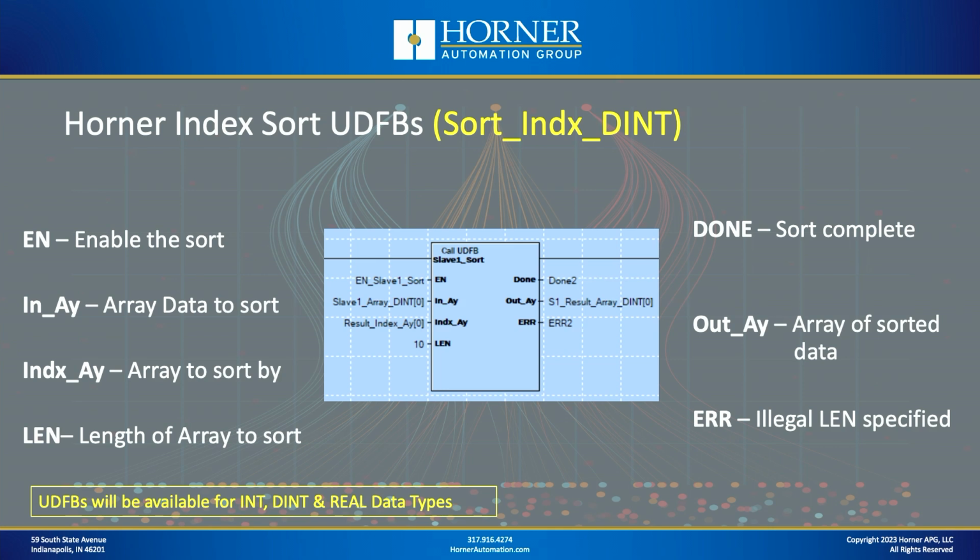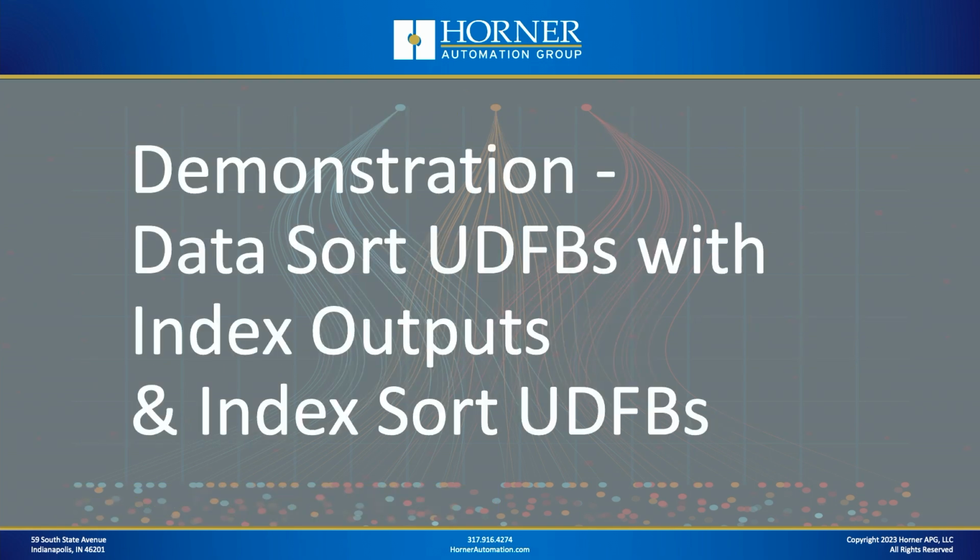The other user-defined function blocks that we've added are those index sorts that I talked about, where we can take maybe the results from that previous sort and use that to sort other data. So in this case, we've got an input array, which is the data we want to sort. But again, we're not sorting that data by value. We're going to sort that data by index. And so we've got another input array, which is just a list of indexes. And then when this function block completes, it provides an array of sorted data. All right, so that is what we're adding. So let's take a look at how these function blocks work on the bench.